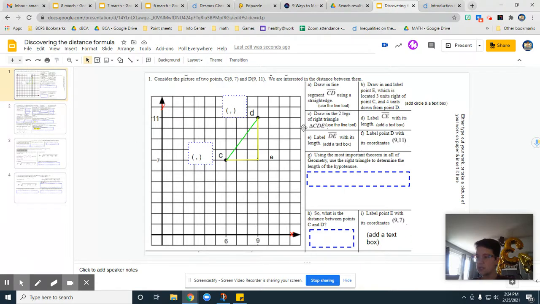So now we need to label CE with its length. That's this one right here. And we'll add a text box. And we can count 1, 2, 3. Line CE is 3 units long. Label DE with its length. Add a text box. So we can count that 1, 2, 3, 4. DE is 4 units long.